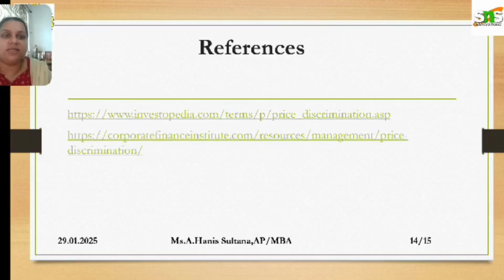These are the references to refer to for price discrimination.